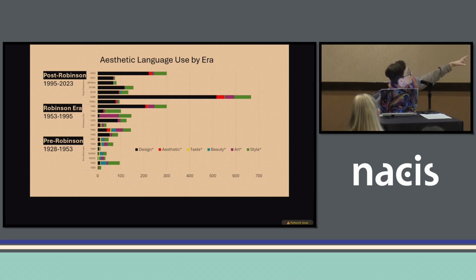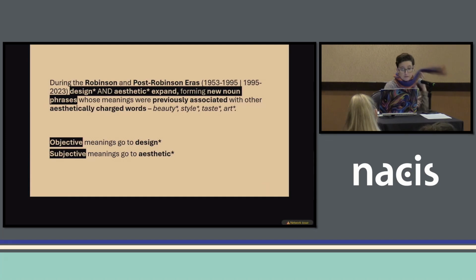You also can notice that the other aesthetic language starts going away. You see that these have a very sharp decrease in usage. However, I found that the meanings that were associated with these keywords didn't totally vanish. Instead, I found that design and aesthetics, so the usage of both of these words, actually expanded, and they started forming a lot of new noun phrases. And those new noun phrases had meanings that were previously associated with other aesthetically charged words, such as beauty, style, taste, and art.